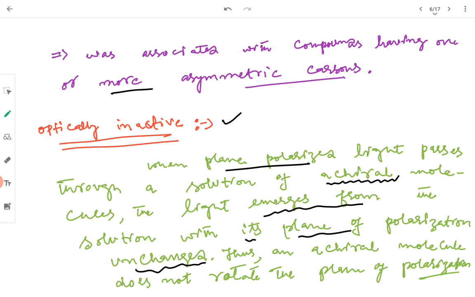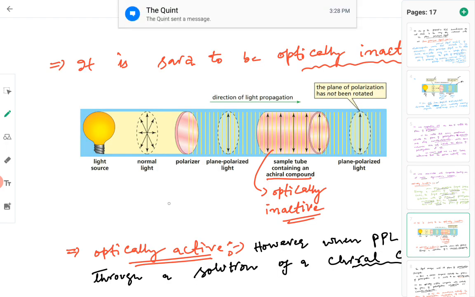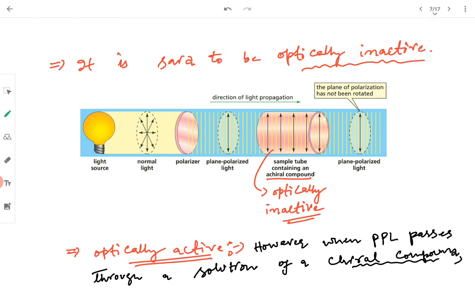So the emerging light that comes from the solution of an achiral molecule, the plane of polarization of this light is unchanged, means it does not rotate the plane of polarization. Thus, an achiral molecule does not rotate the plane of polarization, and this molecule is said to be optically inactive. We call this molecule optically inactive.